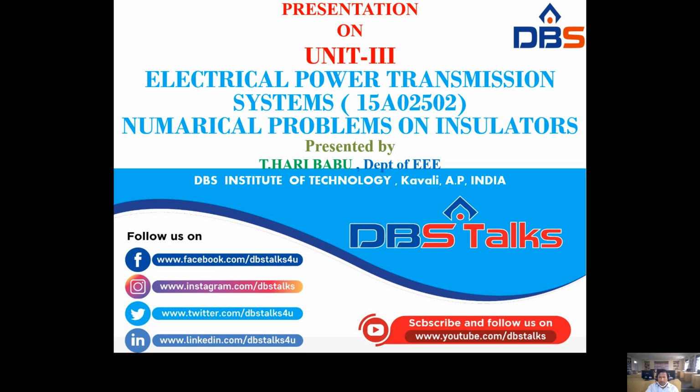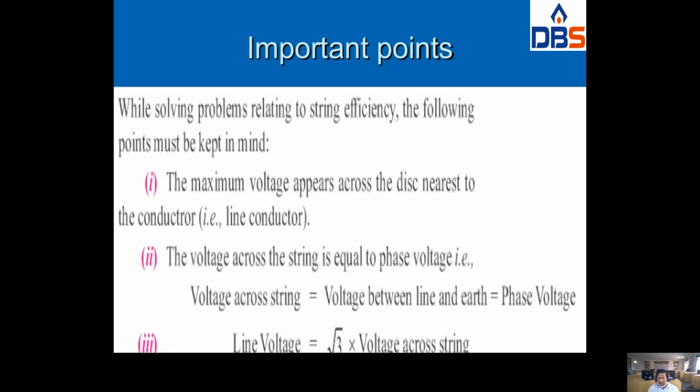So let us go through the insulator problems. Let us remember some of the important points regarding insulators. While solving insulator problems, that is string efficiency problems, the following points must be kept in mind. First of all, the maximum voltage appears across the disk nearest to the conductor. Suppose 3 disks are there, the third disk has the maximum voltage, that is V3 is the maximum. Suppose 4 disks, V4 is the maximum voltage. Suppose 5 disks are there, V5, the voltage across the 5th disk, is maximum. Simply say that the maximum voltage appears across the disk nearest to the conductor, whether it is 3, 4, or 5 insulators.